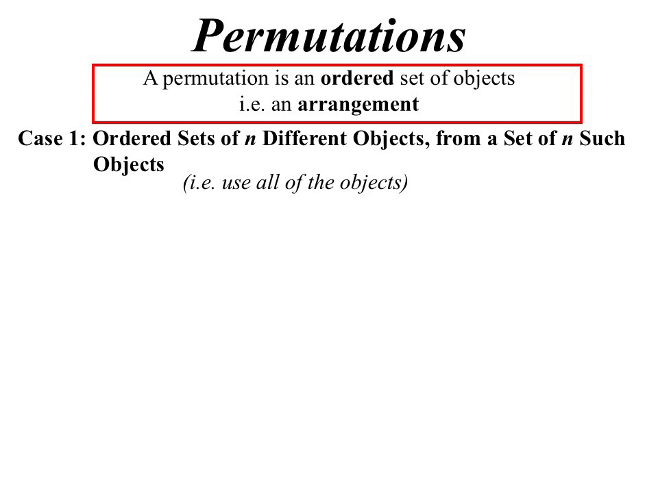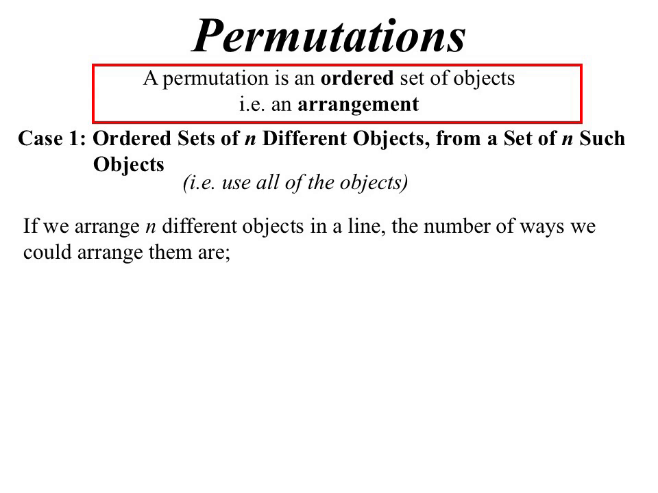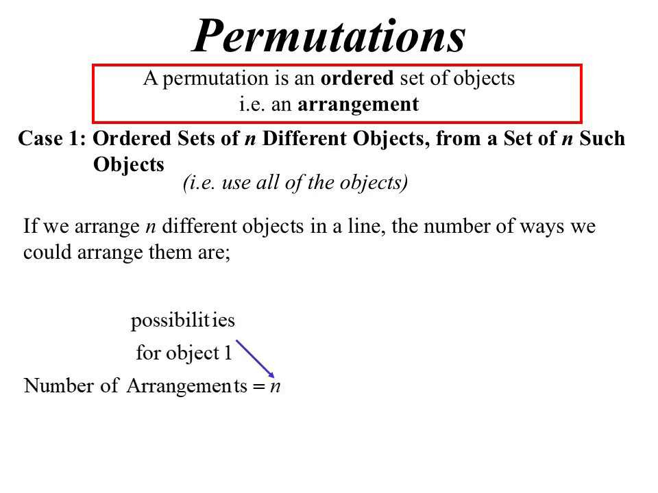The first case: ordered sets of n different objects from a set of n objects. Basically, I'm going to use all the objects. I'm just going to arrange all the objects. That's what this is saying. So if I have n different objects, over here there's a pile of n different objects, and I want to line them up out the front here. How many ways could we do it? Well, I'll go and grab the first one. I've got n objects here to select from. So, all right, I'll grab one. Bang, I've grabbed that first one.